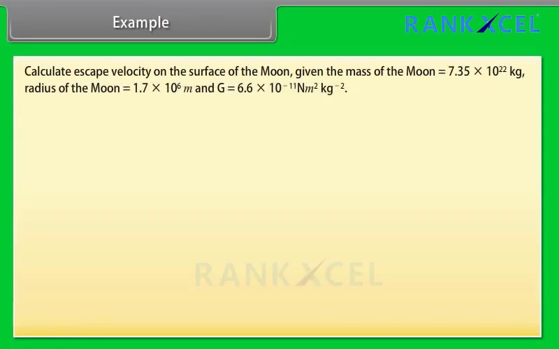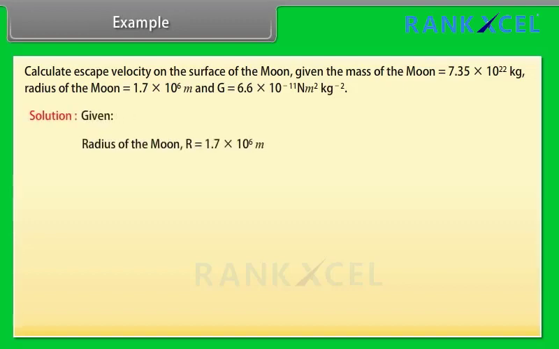Example. Let's take an example of escape velocity. Calculate escape velocity on the surface of the moon, given the mass of the moon, radius of the moon, and value of g. Let's see the solution.